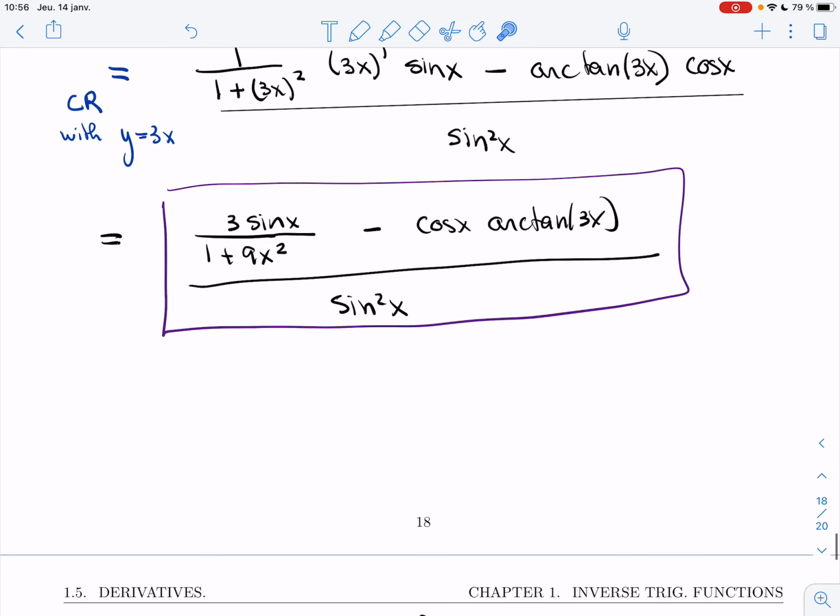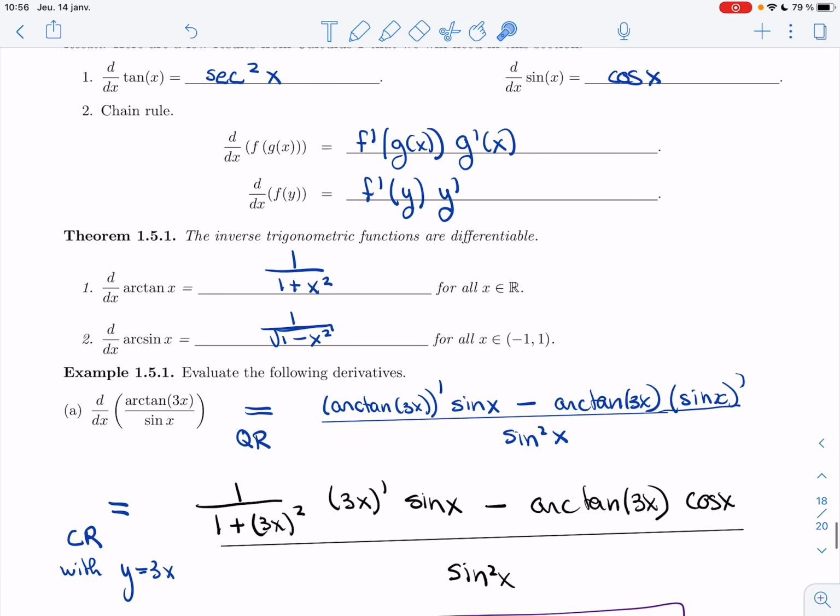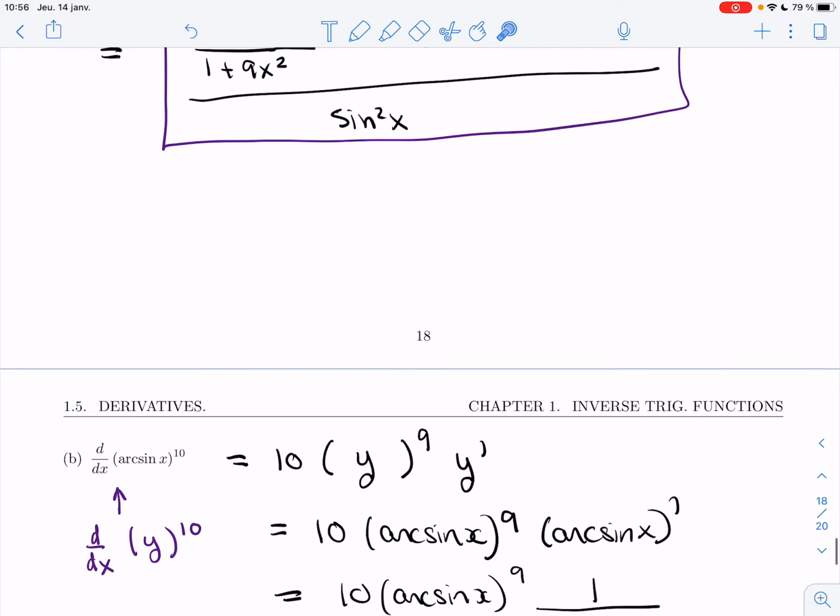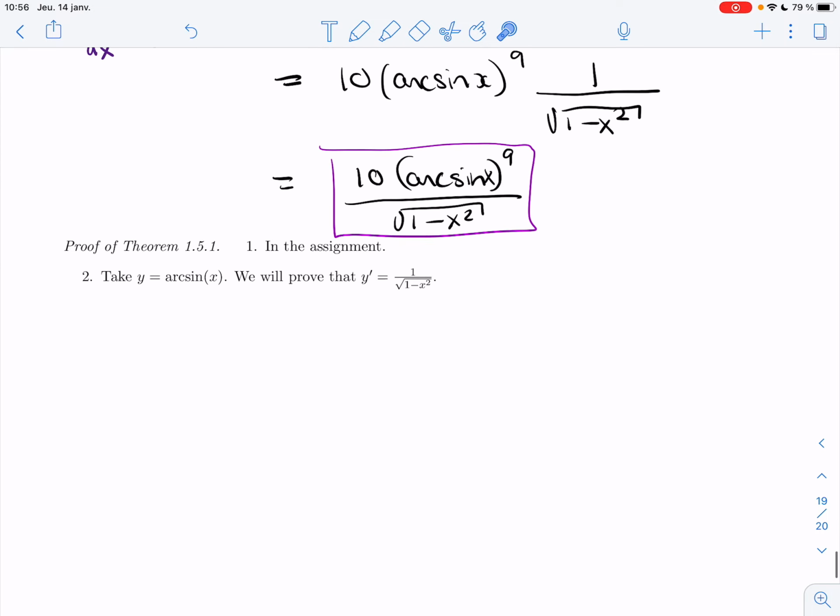So if you look back, in part 2, we said that the derivative of arcsine was 1 over square root of 1 minus x squared. That's what we want to prove. So let's take y to be arcsine of x. We want to prove that y prime is 1 over square root of 1 minus x squared.